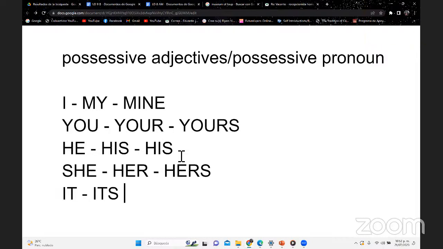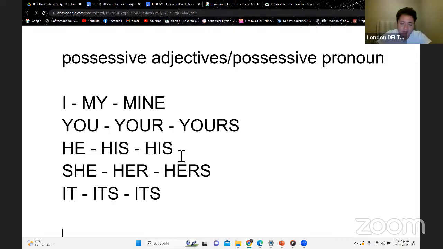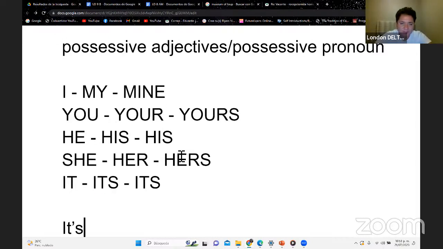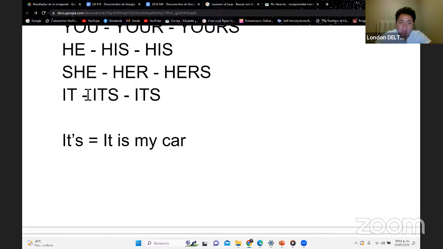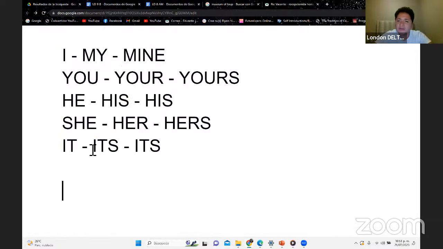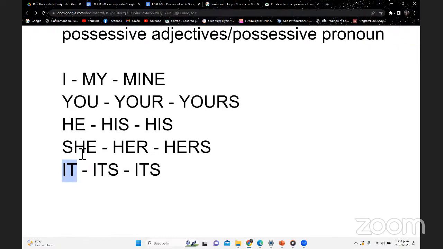Okay, with it, it's, pero sería sin el apóstrofe, porque también existe, recuerden, it's así, y esa es la contracción de it is. For example, it is my car, eso es mi carro. Pero si utilizas its sin apóstrofe, es un posesivo, right? Entonces, it, when do we use it? Let's remember, vamos a acordarnos. ¿Cuándo se utiliza it, Dani? Cuando son cosas.